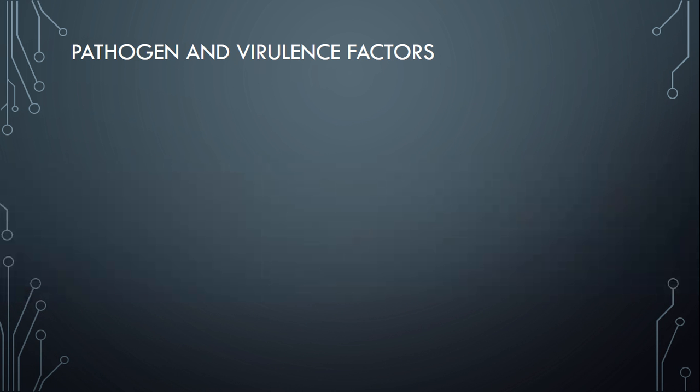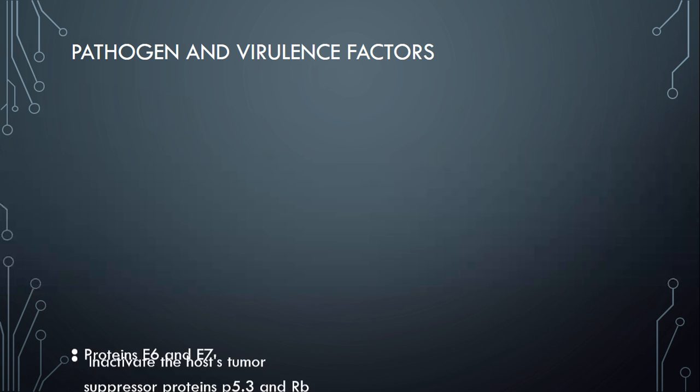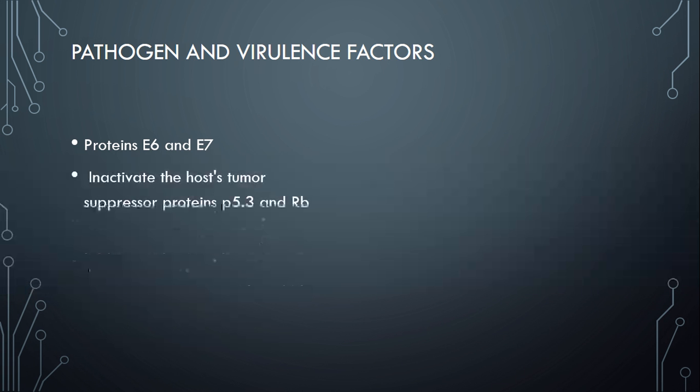Pathogen and virulence factors. Okay, let's look. So proteins E6 and E7 are the major proteins for HPV strains that do cause cancer. And they inactivate the host tumor suppressor proteins P53 and RB. Now let's look at how this does this.